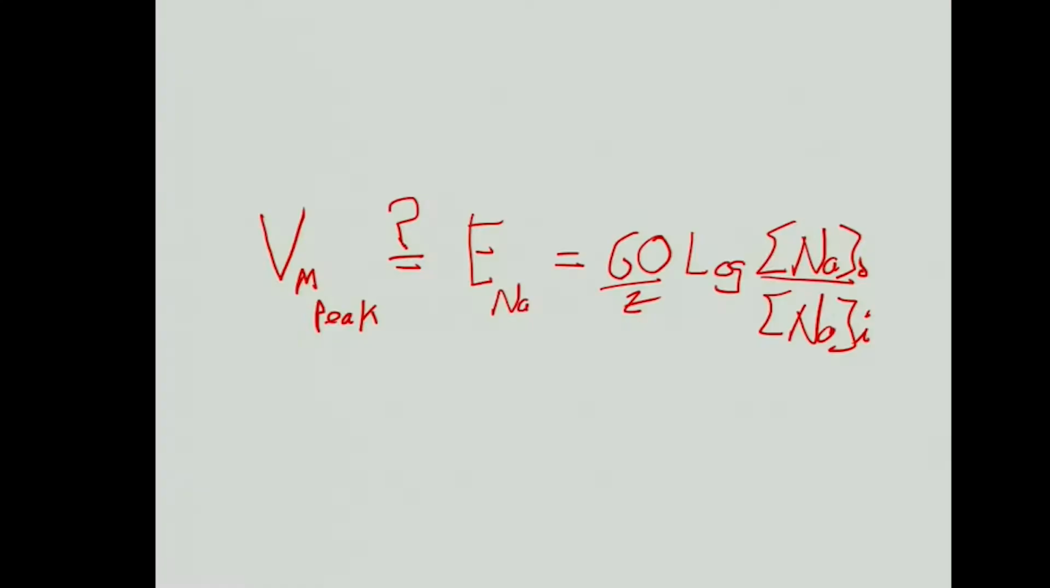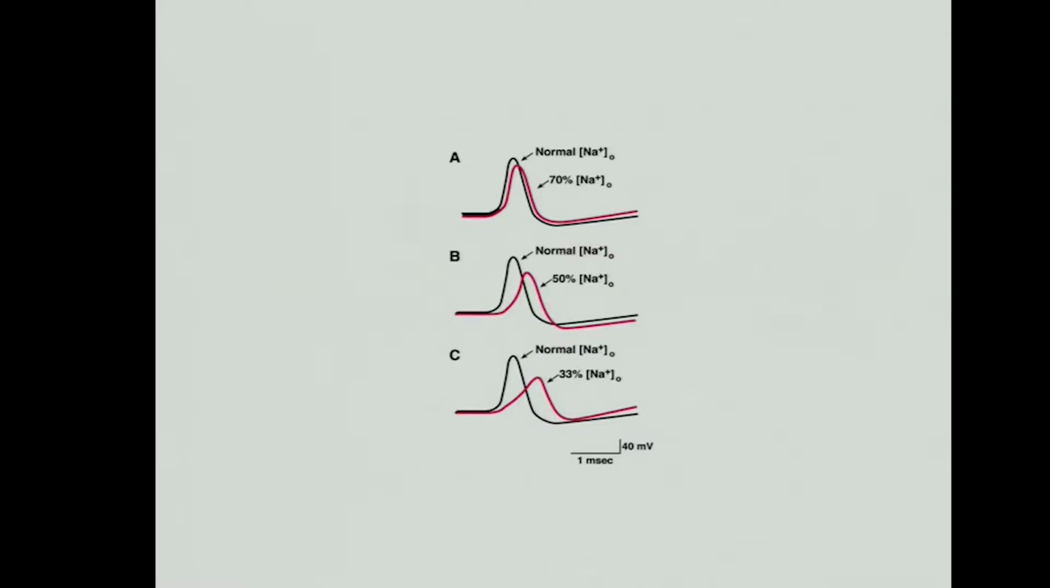How do we test this hypothesis? We test it just like we tested the hypothesis that potassium ions were critical for the resting potential. You vary the extracellular concentration of sodium, which is easy to do, and that will change the equilibrium potential for sodium. That's a given. But the question is, will you change the peak amplitude of the action potential in the same way? If the two are in agreement, then you have provided some experimental proof that this relationship is correct. So here's the experiment that they did.